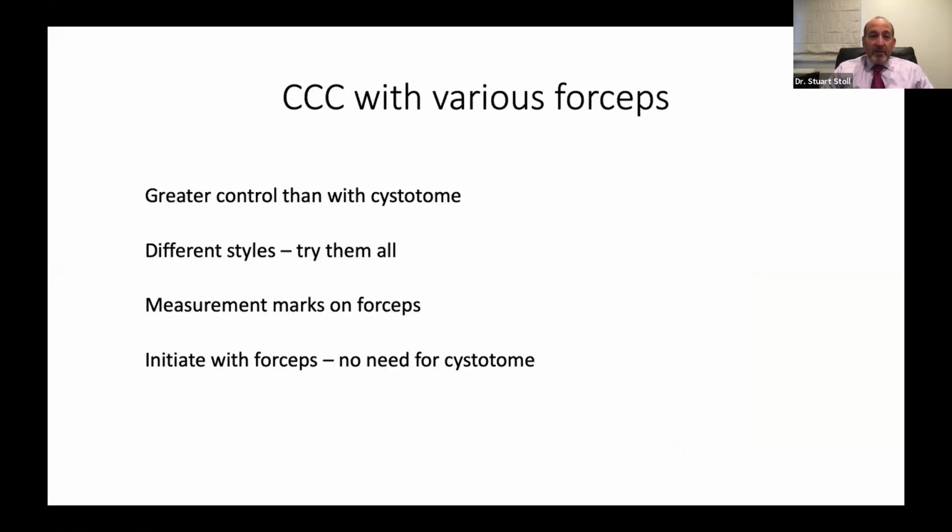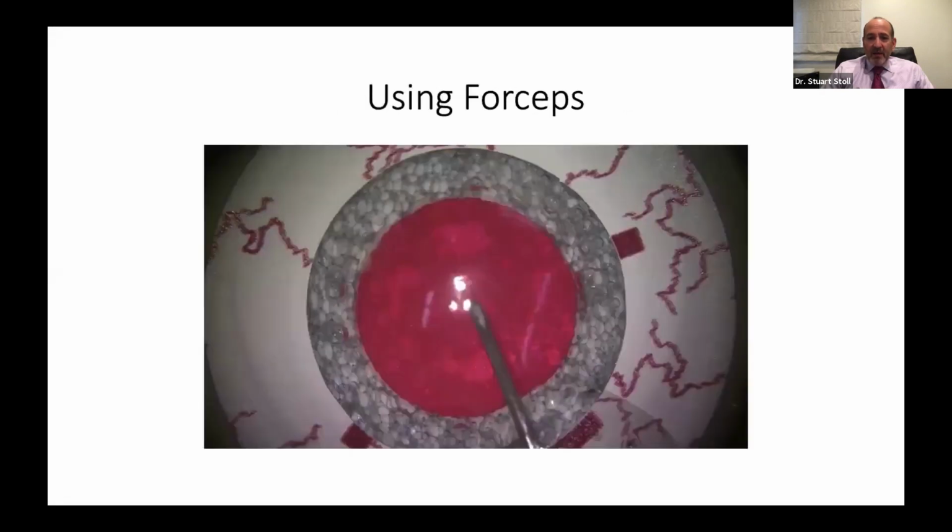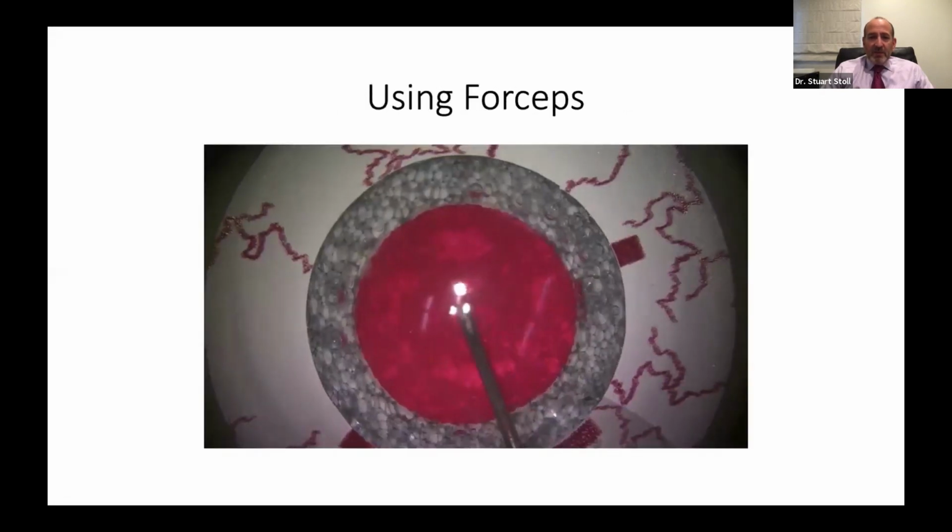You need to be able to use various forceps. Try them all. Find what works best for you. I like ones that have measurement marks on them, and once you get your system down, you're going to use the same tool every time. You're going to measure and then initiate. Probably you'll initiate with your forceps, and eventually you won't even have a need for the cystotome. So this is using forceps.